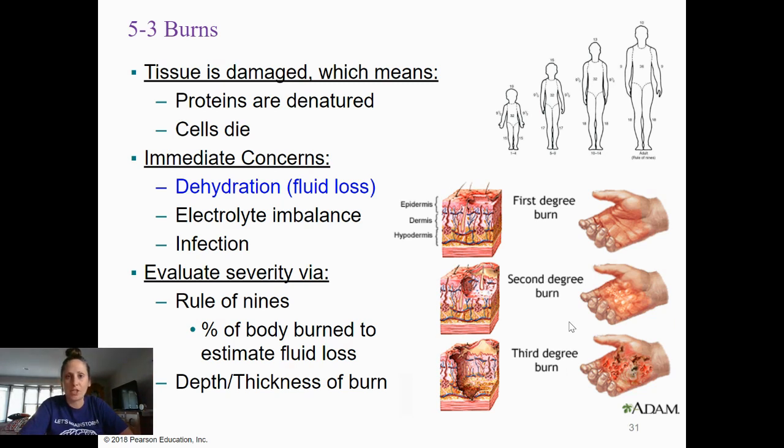When we have a burn, our biggest concern is always going to be dehydration. In the end of our first lecture, we talked about insensible perspiration, right? The diffusion of water naturally in and out of our skin every day without forceful sweating. And so what happens when we no longer have the skin to regulate that diffusion of water, that insensible perspiration rate increases dramatically.